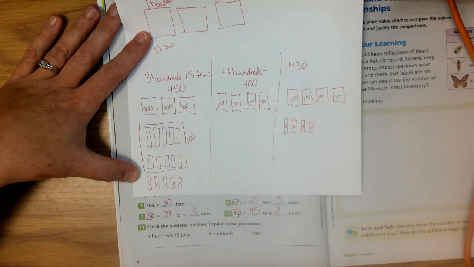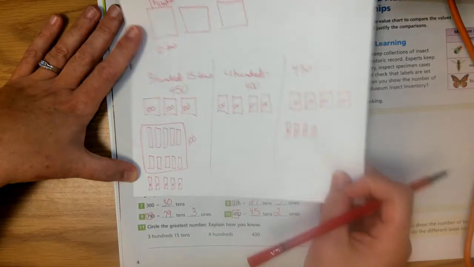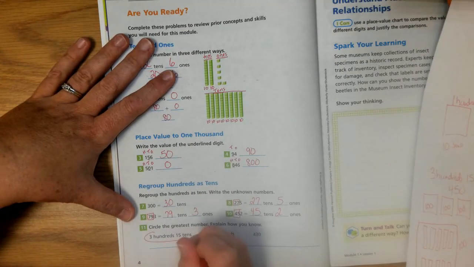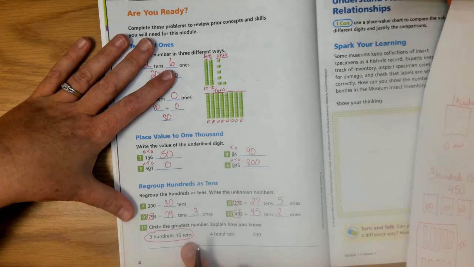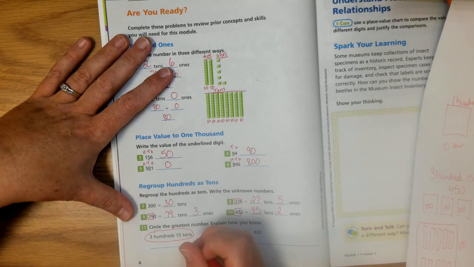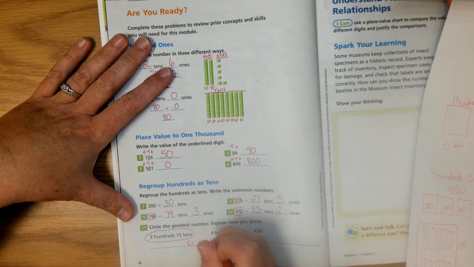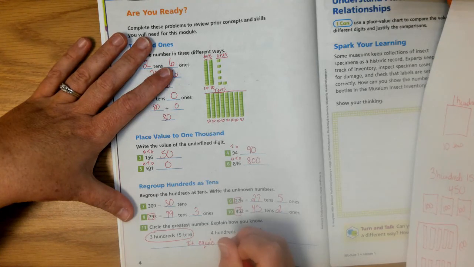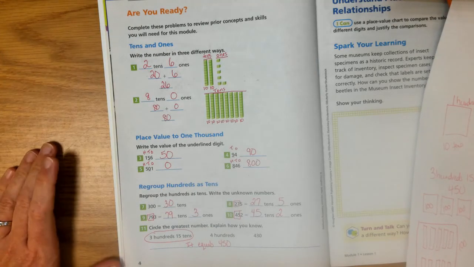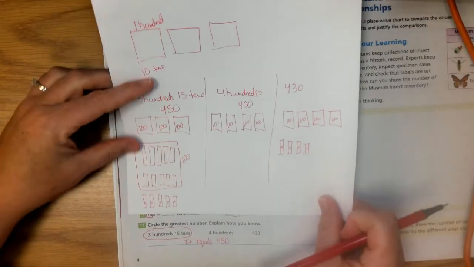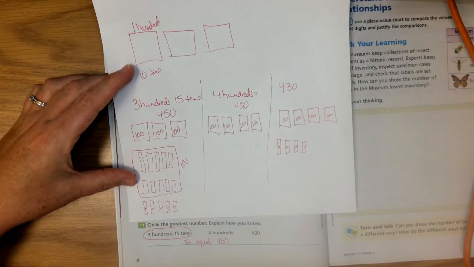So which is the greatest number? Our 3 hundreds and 15 tens. And we know this is true because it equals 450. Right? Because when we did our picture, it equaled 450.